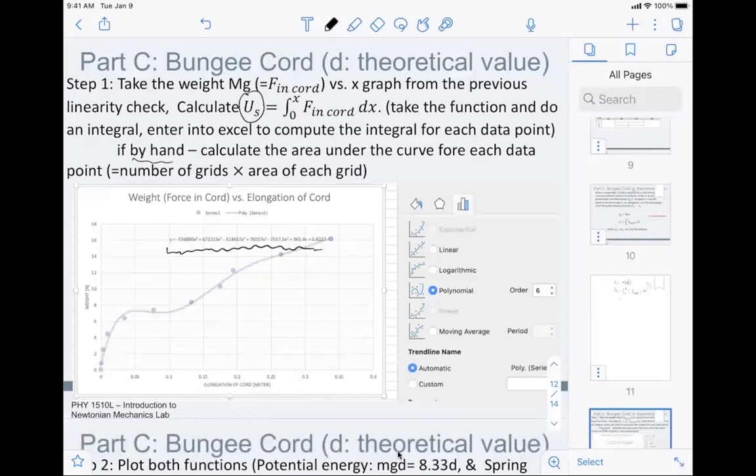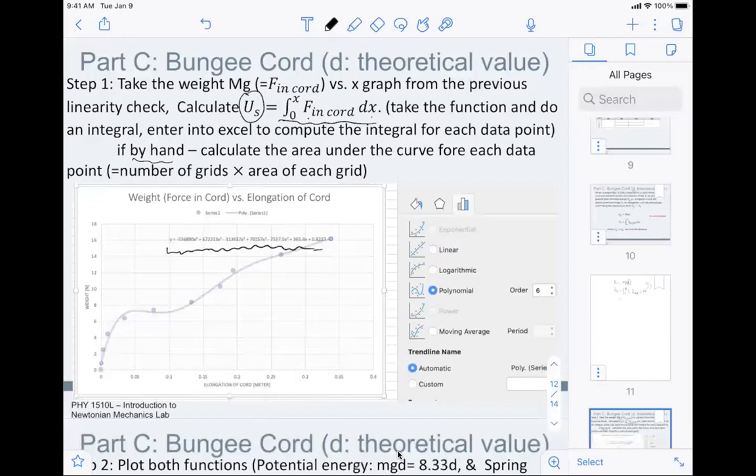What I want to calculate is this potential energy. Potential energy is the integral of the force dx, so this is the area under the curve. If you were to do this by hand, you can find the area under the curve by counting how many little grids are under the curve. It's hard, but it's doable.